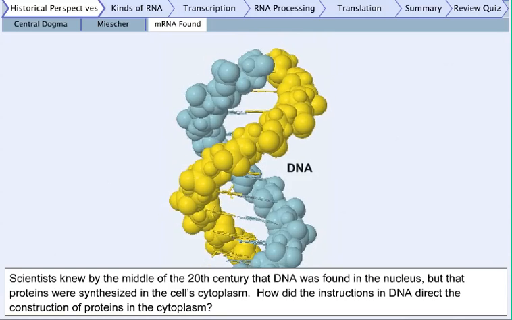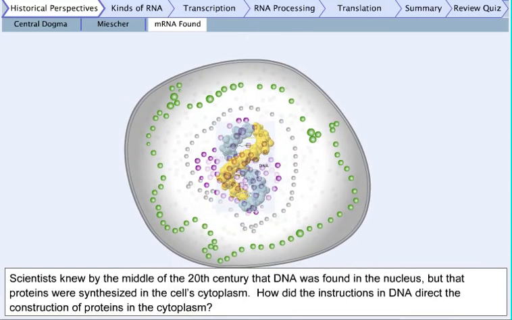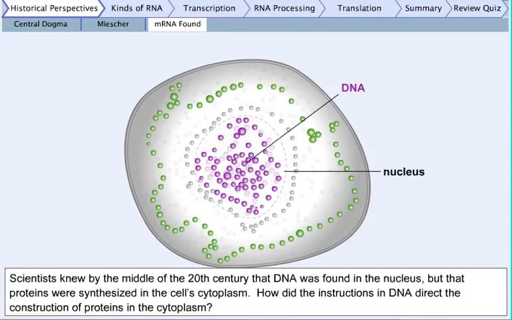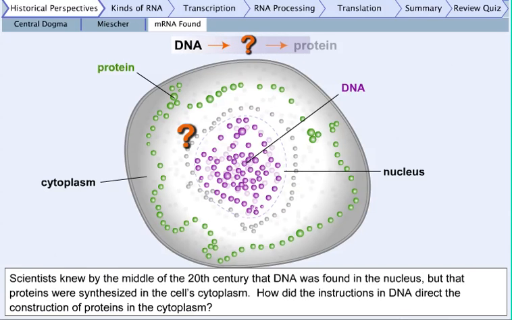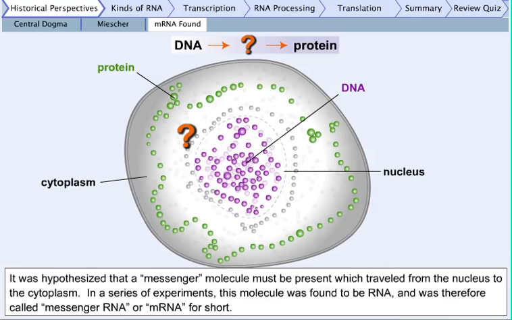Scientists knew by the middle of the 20th century that DNA was found in the nucleus, but that proteins were synthesized in the cell's cytoplasm. How did the instructions in DNA direct the construction of proteins in the cytoplasm? It was hypothesized that a messenger molecule must be present which traveled from the nucleus to the cytoplasm. In a series of experiments, this molecule was found to be RNA, and was therefore called messenger RNA, or mRNA for short.